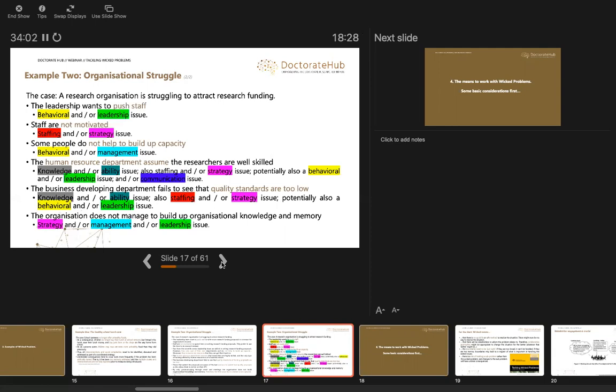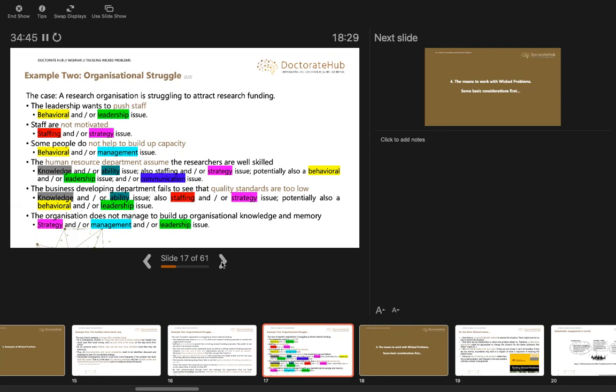And if we look at the human resource department, assuming the researchers are well skilled, why are they assuming that? Do they lack knowledge? Do they lack ability? Is it a strategy issue? Is it a behavioral issue? Is it a leadership issue? Is it a communication issue? And if the business development department fails to see that quality standards are too low and that people get away with just submitting 3 low quality proposals per year, why is it? Again, is it a question of knowledge, of ability, of staffing, of strategy, of behavioral and leadership issue? And if the organization does not manage to build up organizational knowledge and memory, is it again a strategy, a management, a leadership issue?